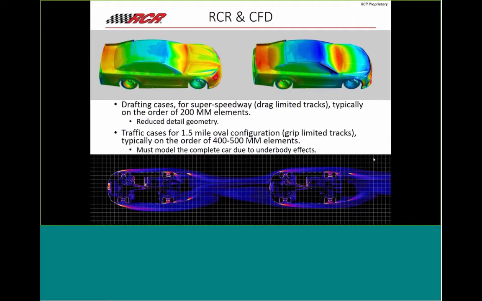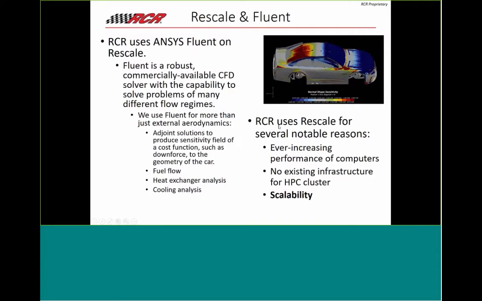Here's an example of a drafting case that we've performed several of these. These are very large cases, but we actually reduced the detail of the geometry. And then, of course, if we're doing any downforce specific traffic studies like this one down here, our meshes can get into the 500 million element size, and we can't really reduce the detail of that geometry. And this here is an example of different cases that may have larger mesh sizes, which then requires more compute capacity. And so you can see how our demand for compute capacity may change day to day.